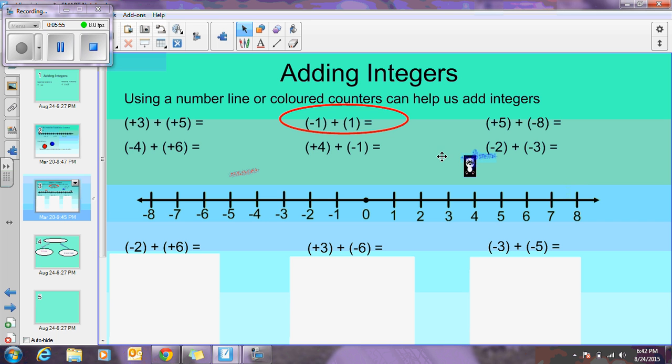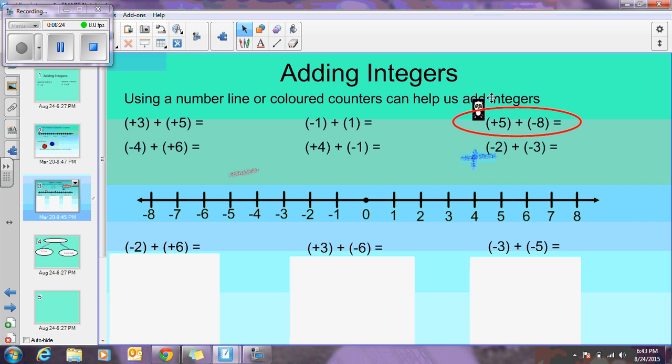Okay, next one, we are going to start at -1. Here's -1. Can you hear him crying? And we're going to add, this is a positive. Even though there's nothing in front of it, we understand that it's positive. So we're going to move him 1, and guess what we made? 0. And this is a zero pair. -1 plus 1 is 0. See how easy this is?